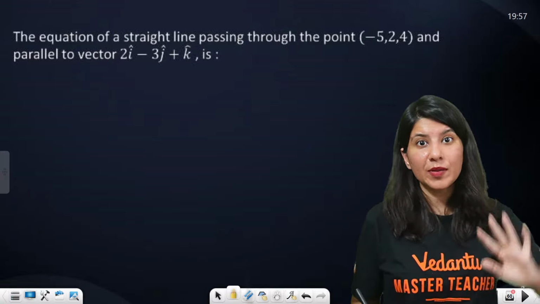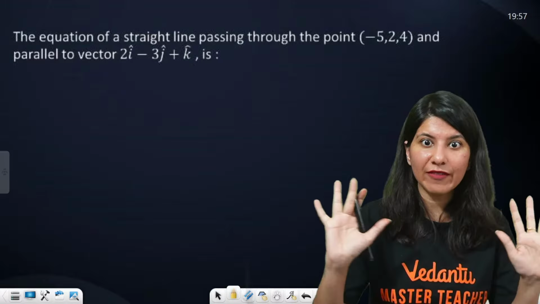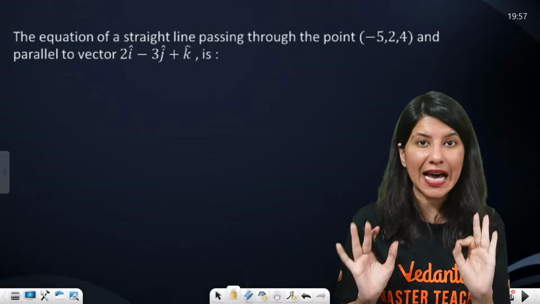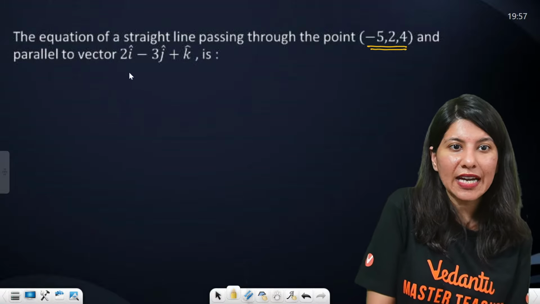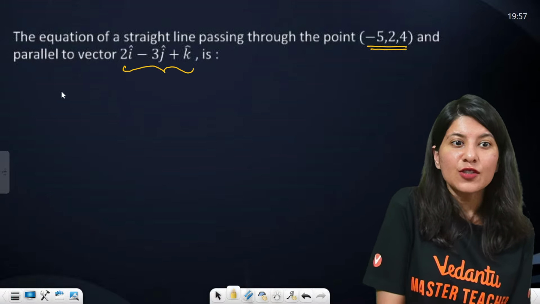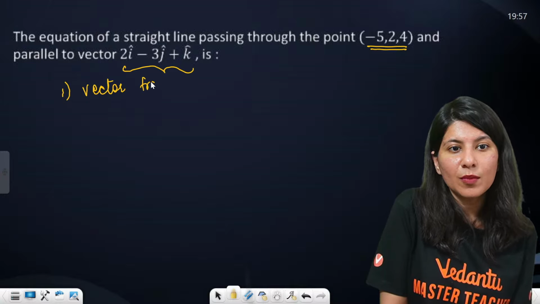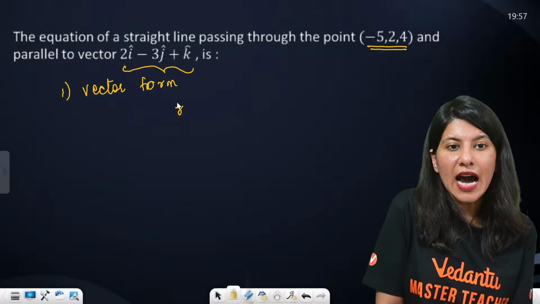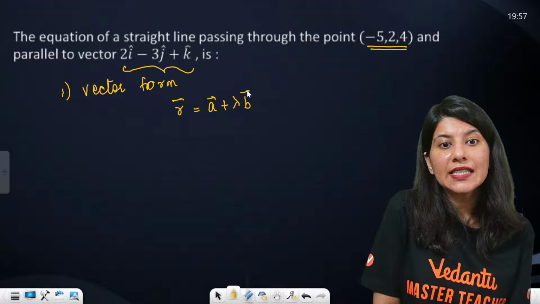So the next problem is this. To understand the equation of line better, you have to solve the elementary problems. Equation of straight line passing through this point and parallel to this vector. So what we are going to do is first, we will try to write the equation in vector form. Do you remember? R is equal to point plus lambda times direction.